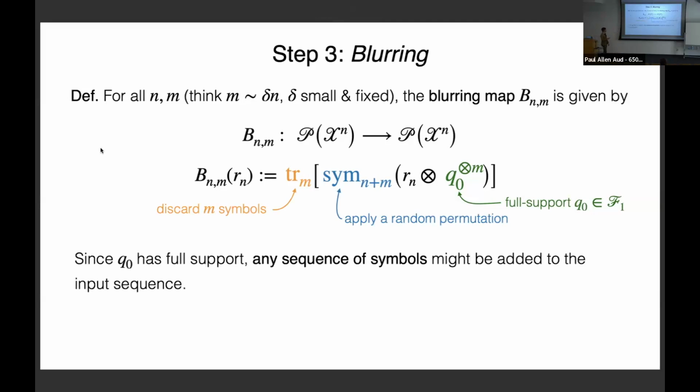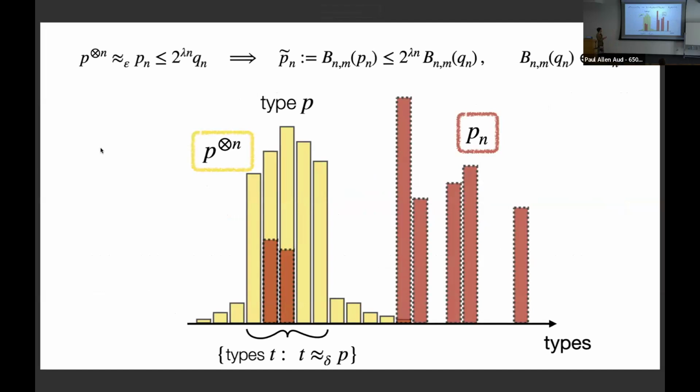And it's important to realize that since Q naught has full support, here I can add any sequence of symbols with some probability. And the other point is that, by the axioms, this is composed only of free operations, so it maps free states to free states. Right? Because adding, tensor product with a free state, is a free operation. Symmetrization is a free operation. Discarding symbols is a free operation.